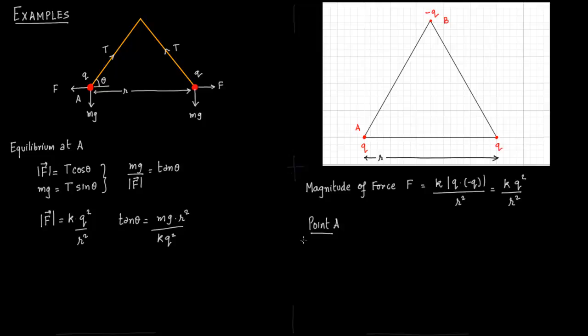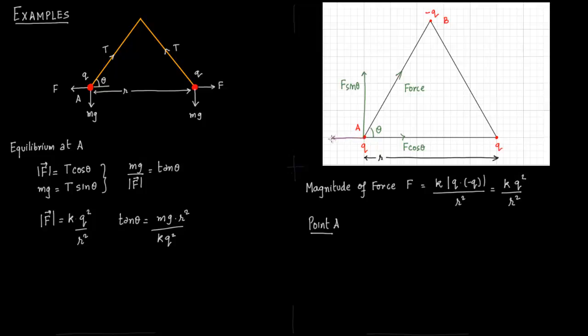So what is the force acting at point A? Let us draw the forces. First notice that the force will be in this direction, because q and minus q are opposite in sign. So the charge at point B is exerting a force, pulling the charge at point A. This force, which I have drawn in green, has two components. At point A you have a horizontal component, which is F cos theta, and a vertical component, which is F sin theta.